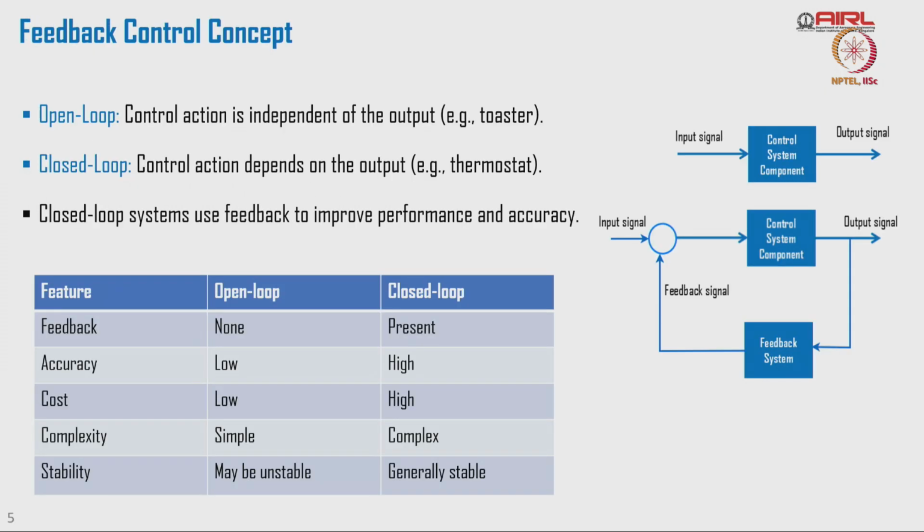So, I will just go back to recap on feedback control system concept. We can remember that when there is no feedback loop around, then we call it an open loop control system, right. So, the control action is independent of the output, and that is why there is no error correction mechanism. However, when we talk about closed loop or feedback control, then control action depends on the output, and the closed loop systems use the feedback method to improve the performance and accuracy.